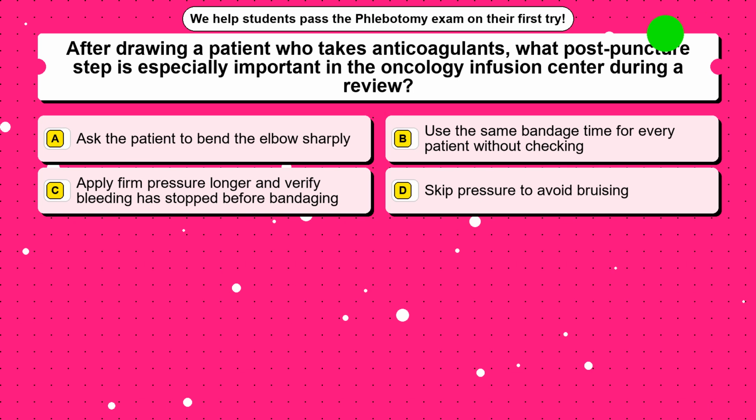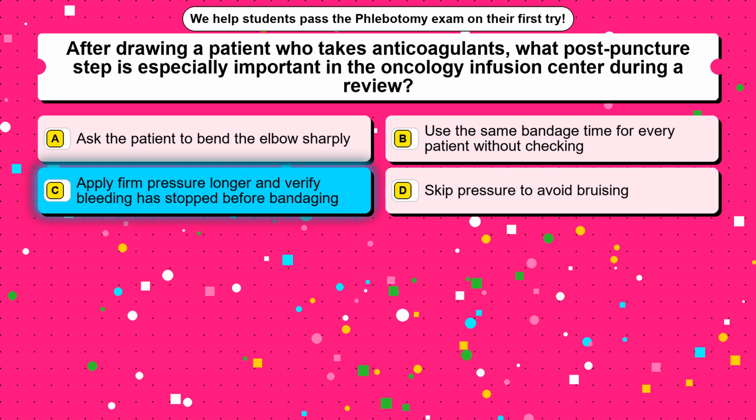Question 11. After drawing a patient who takes anticoagulants, what post-puncture step is especially important in the oncology infusion center during a review? Option A. Ask the patient to bend the elbow sharply. Option B. Use the same bandage time for every patient without checking. Option C. Apply firm pressure longer and verify bleeding has stopped before bandaging. Option D. Skip pressure to avoid bruising. The correct answer is option C.